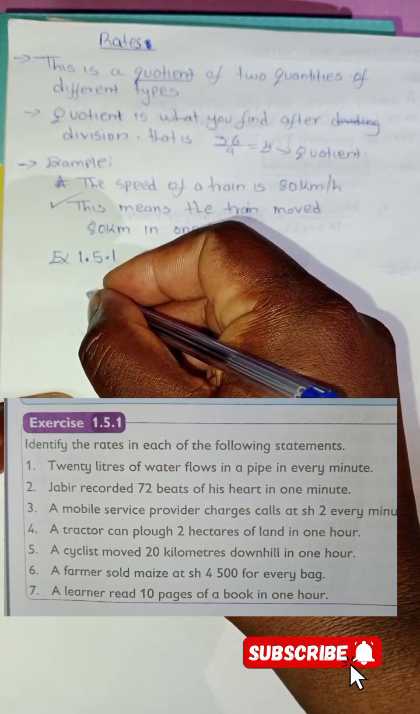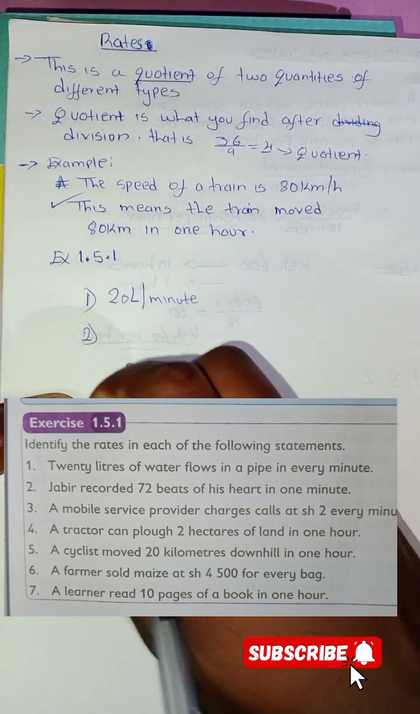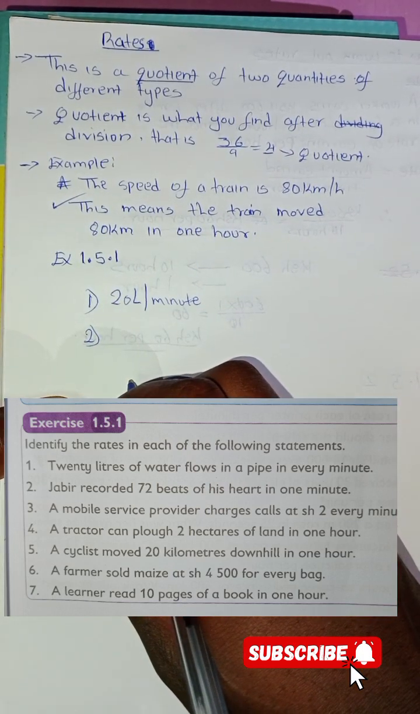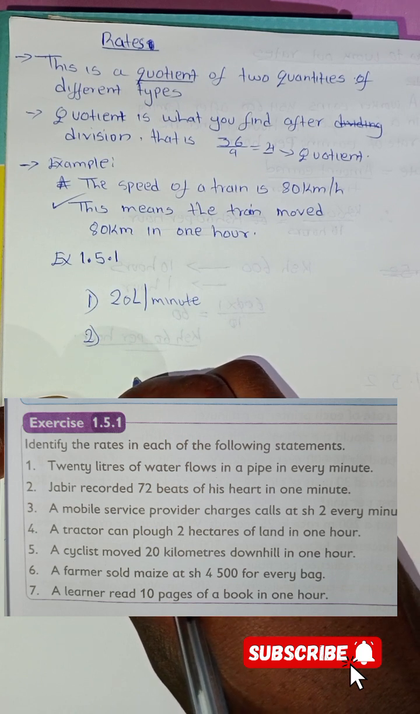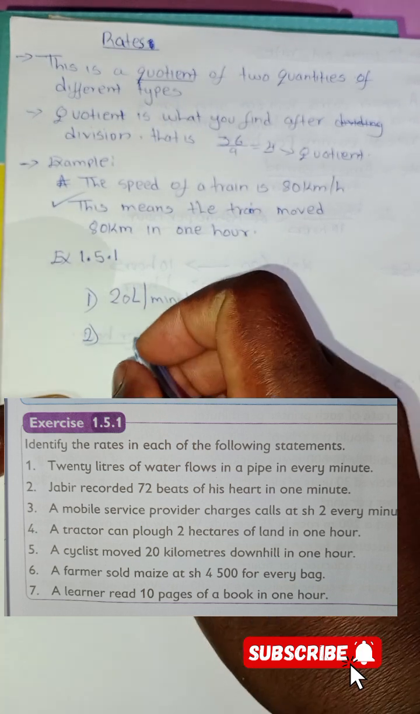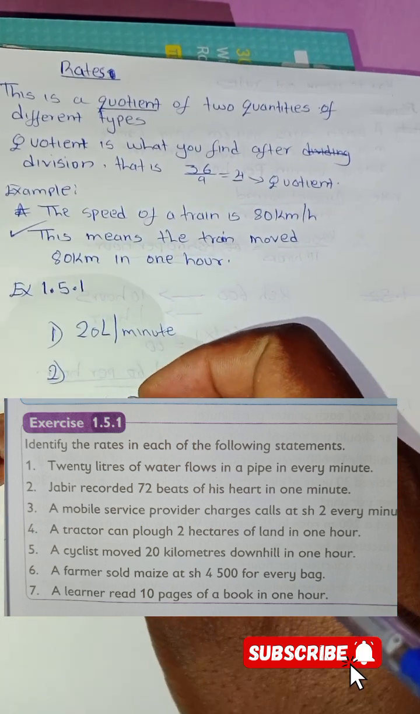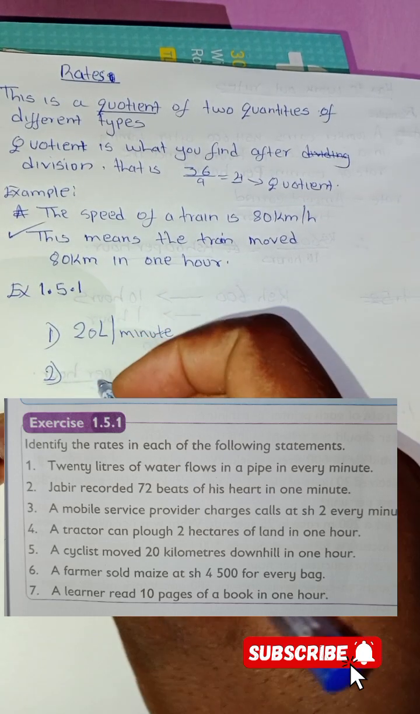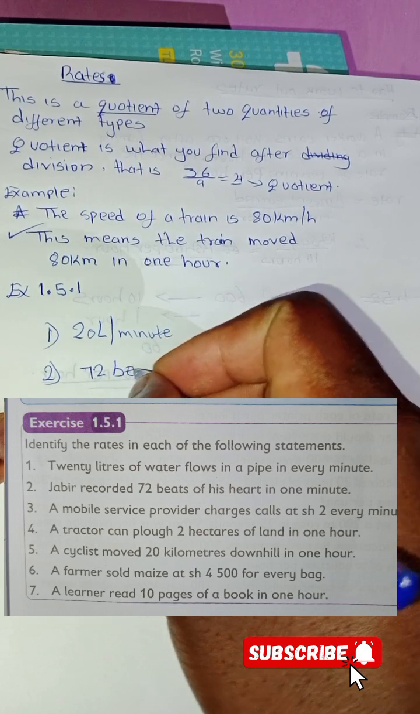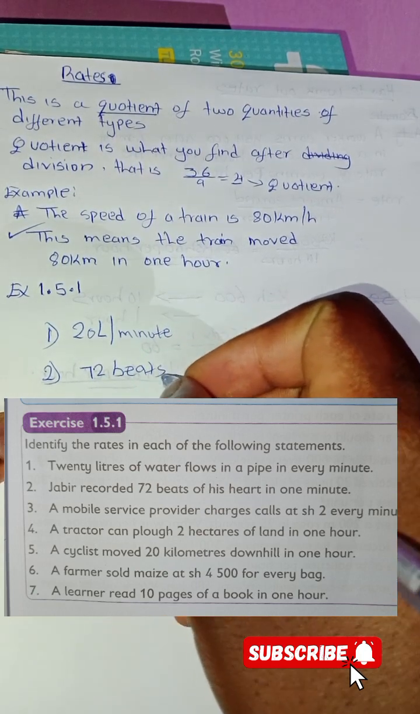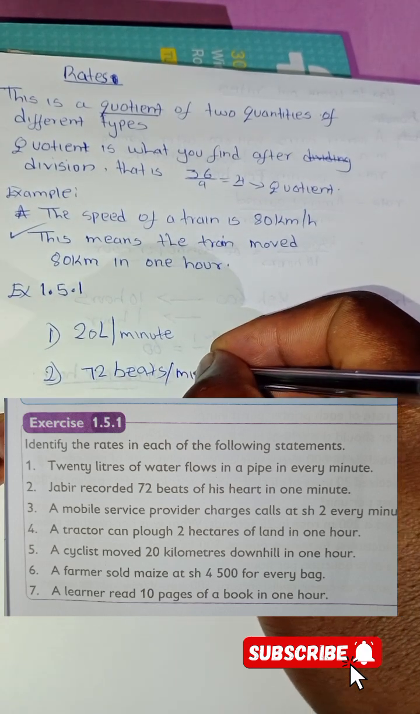That is number one. Number two, Jabir recorded 72 beats of his heart in 1 minute. So the rate is 72 beats per minute.